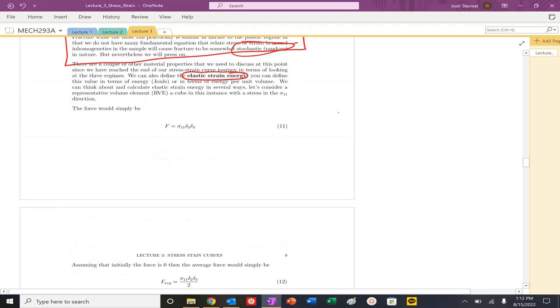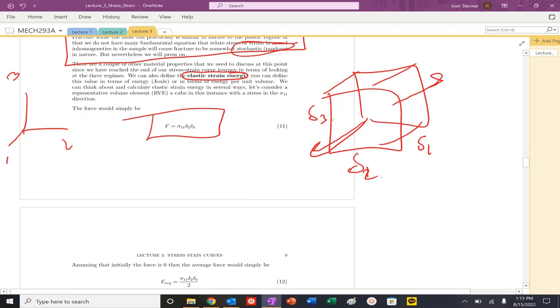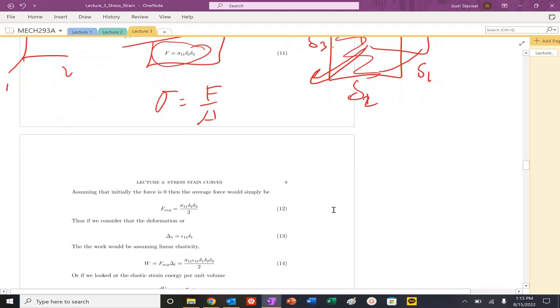So if I take my RVE, representative volume element, here's my coordinate system, 1, 2, 3, and let's say I'm applying a stress in this direction. The force is just going to be my sigma 1,1 times, say this is delta 1. Actually, that would be delta 2. This would be delta 1, and this would be delta 3. So the force is going to be, again, stress equals force over cross-sectional area, so the force is the stress times this cross-sectional area right here. Assuming initial force 0, our average force would be this.